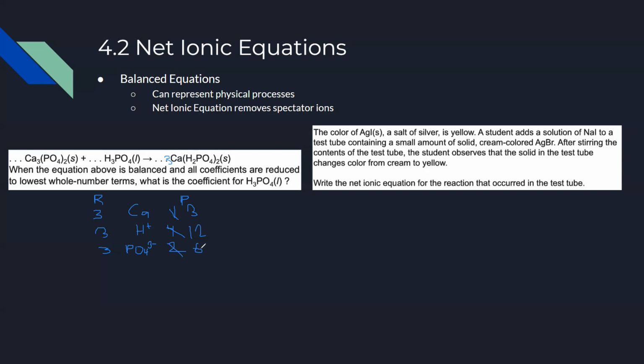So you have that. And so now what you have to do is keep the calcium the same while changing the H3PO4, as calcium is already balanced. And so you can multiply the H3PO4 by 4. So 4 times 3 H is 12. And 4 PO4 plus 2 is 6. So the coefficient for H3PO4 is 4.